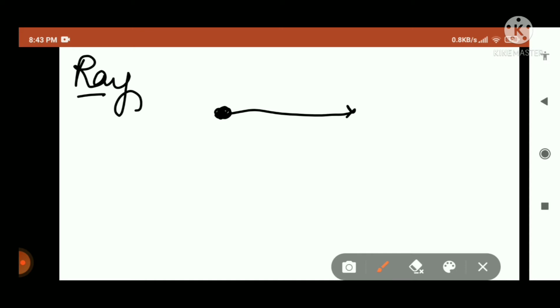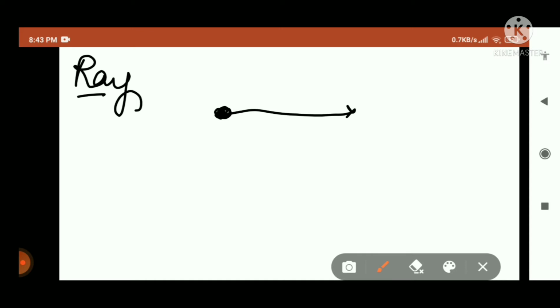Now, first of all, a line is a line in which we have no endpoints and it can be extended as much as we want. And what is a line segment? A line segment is a line which has two endpoints. Now the next thing is a ray. A ray is a line which has one endpoint, and on the other side we can extend as much as we can.